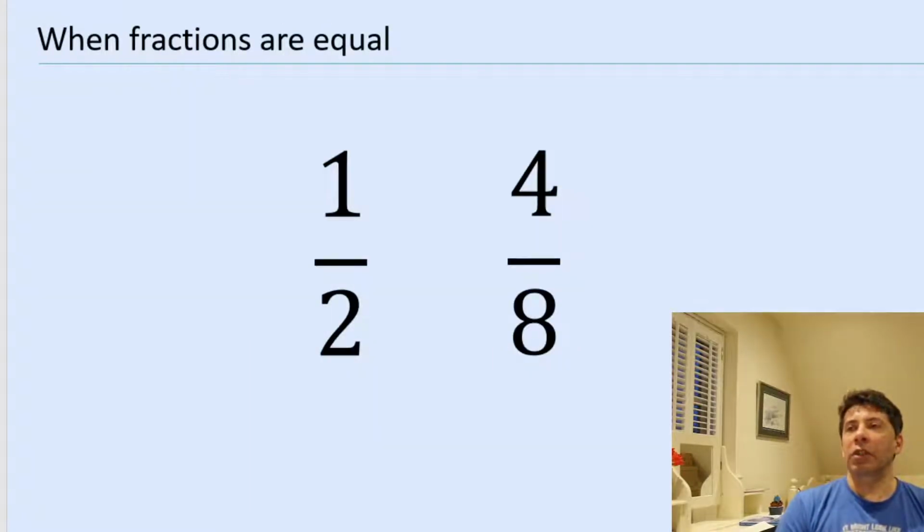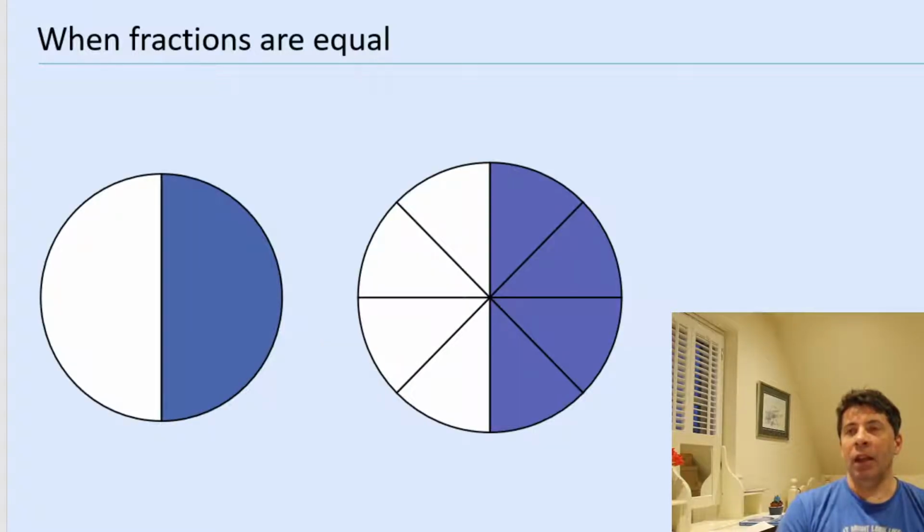When fractions are equal, so 1/2 equals 4/8. And here's a picture just to show that. So on the left we've got 1 part out of 2. On the right we've got 4 parts out of 8. And as we can see, that's just as much of the circle.